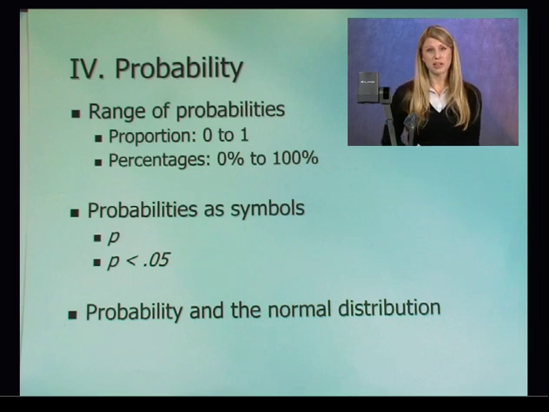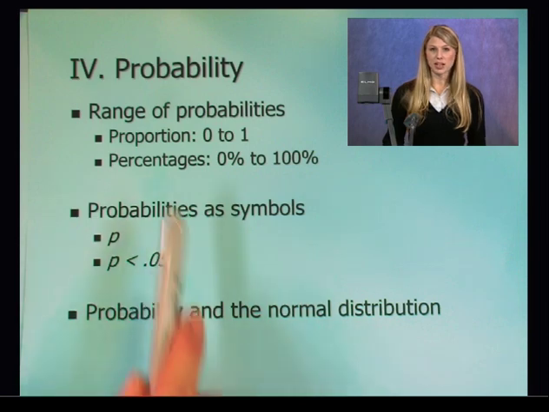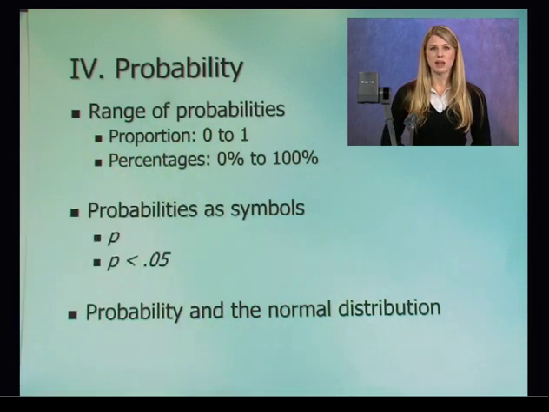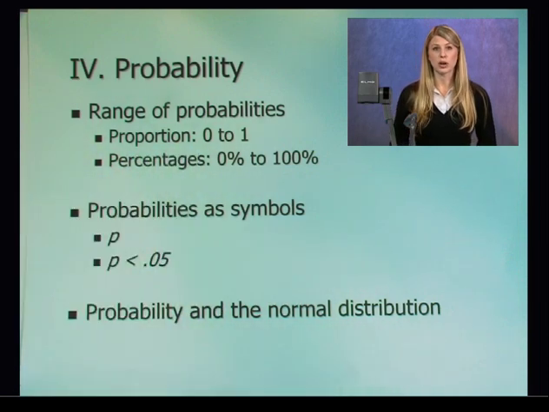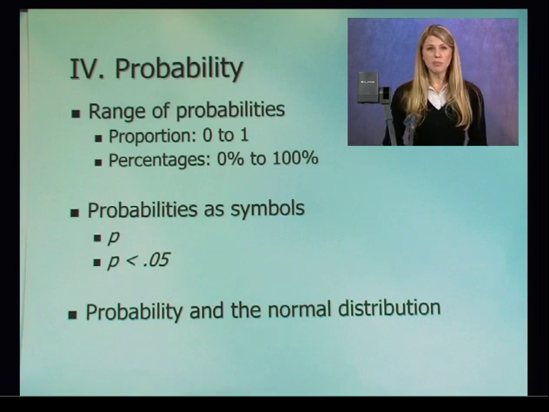It doesn't typically happen in statistics. A probability of 1 or 100% means that it's an absolute event. It has to occur. Typically, you get something in between when we're working with statistics, in between 0 and 1 or 0 and 100%.